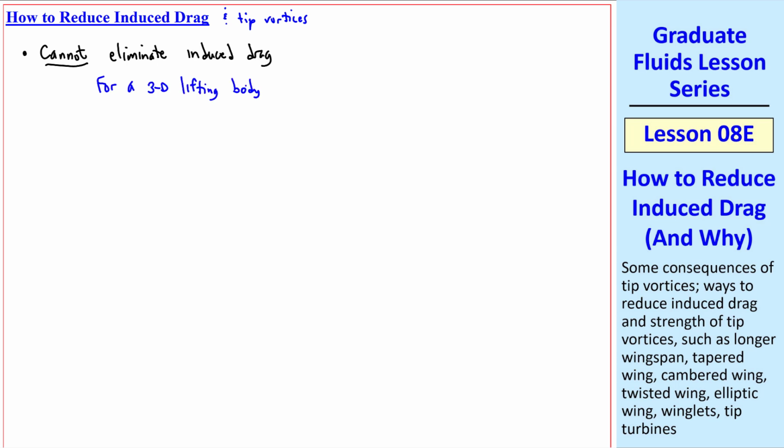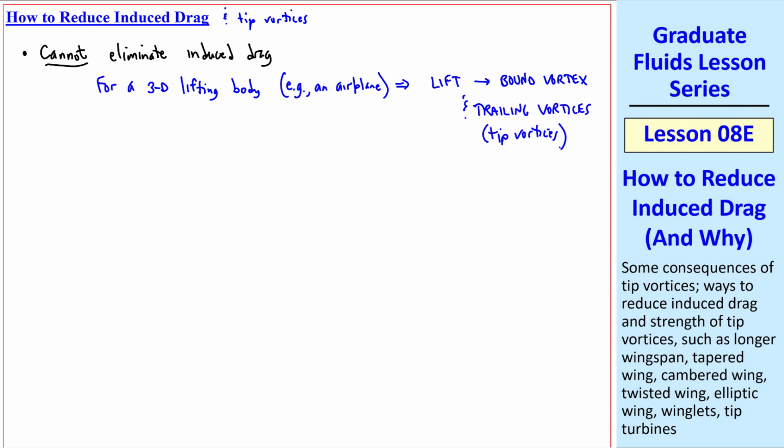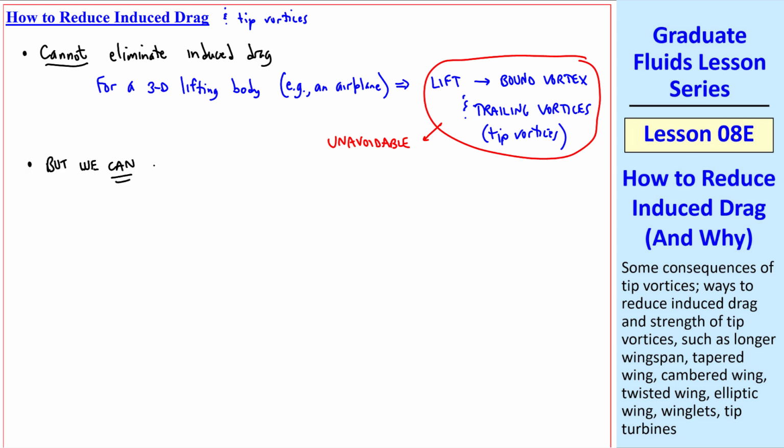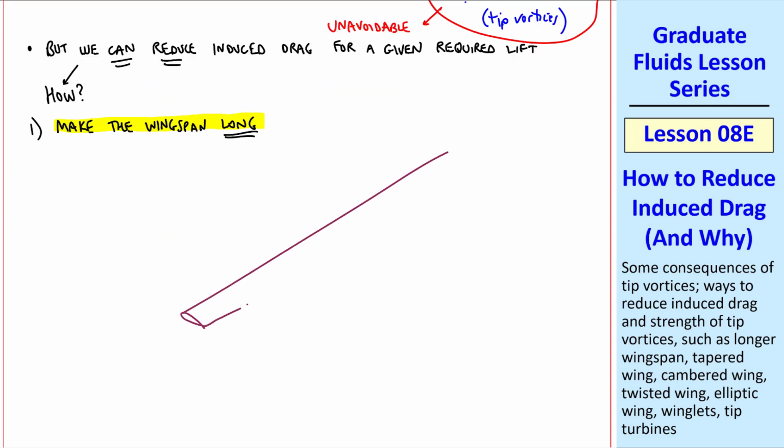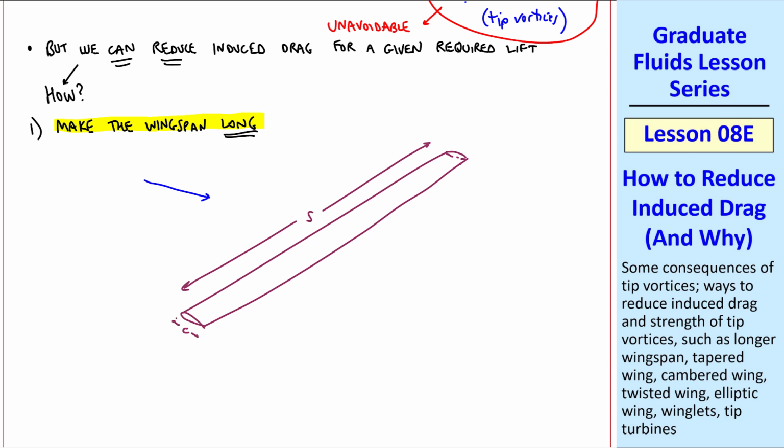Why? Well, as we discussed previously, for a 3D lifting body, like an airplane, we have lift, which means there's a bound vortex on the wing and a starting vortex at the airport, and also trailing vortices, or tip vortices. These are unavoidable, but we can reduce induced drag for a given required lift. How? I'll list several methods. Number one, make the wingspan very long. I'll illustrate with a diagram where wingspan S is much bigger than the chord C.